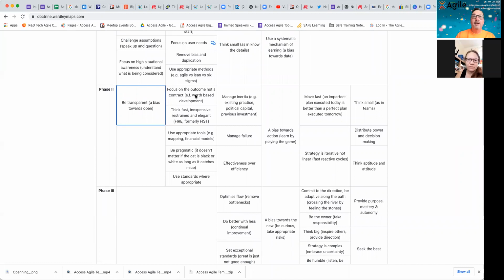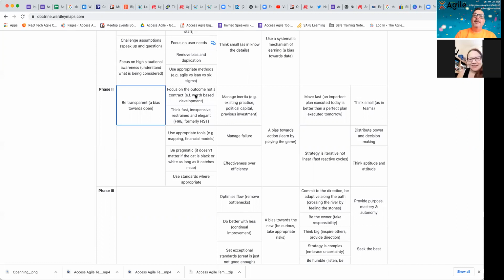So again, on the development side, focus on the outcome and on what's worth developing. We've had to do that a little bit in triaging the new website, so it's not where we want it to be. But for October, the experiment, which is a small three-day thing, we asked what's the basic thing we need, and we've actually got that. Use appropriate tools, and be pragmatic. It doesn't matter if the cat is black or white as long as it catches mice.